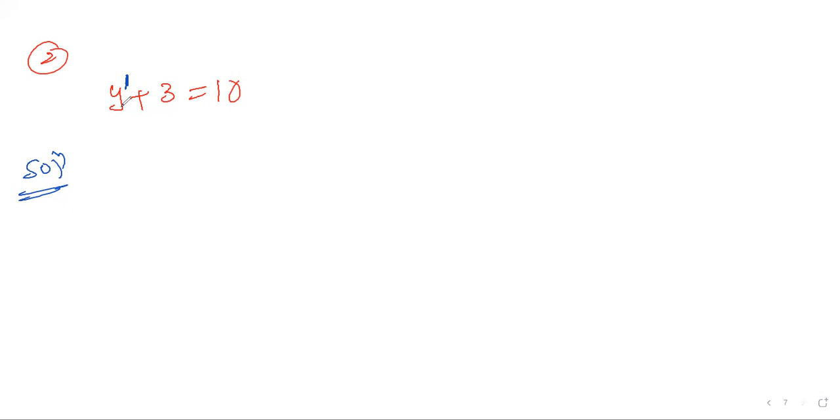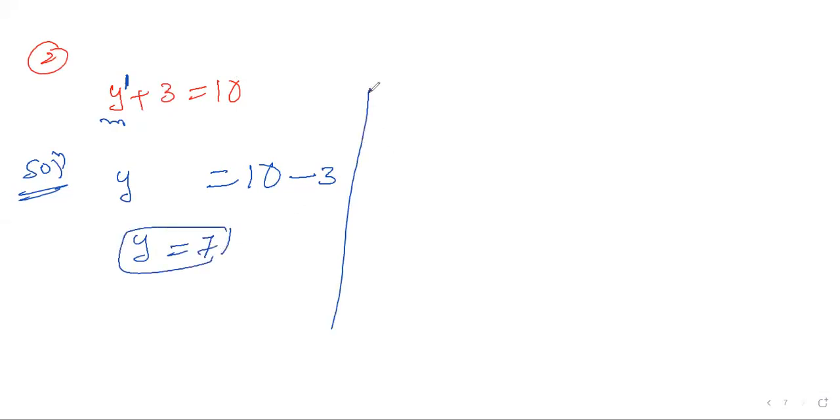Step number 3. What variables are there here? y is a variable. Keep y on the left side. So it's already on the left. y has to be there, is equal to 10 you write. Plus 3 is not required, so I'll send it to the right side. It becomes minus 3. So y is equal to 10 minus 3. The answer is 7.